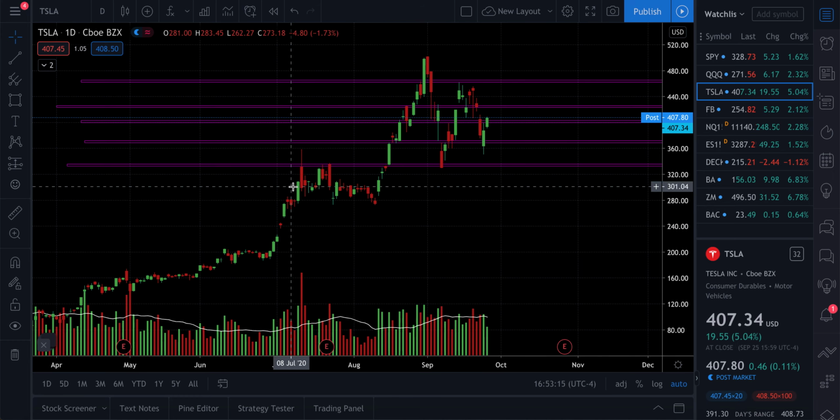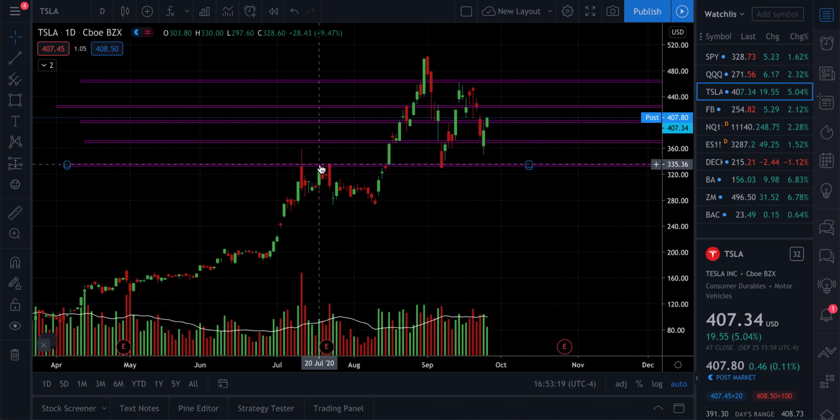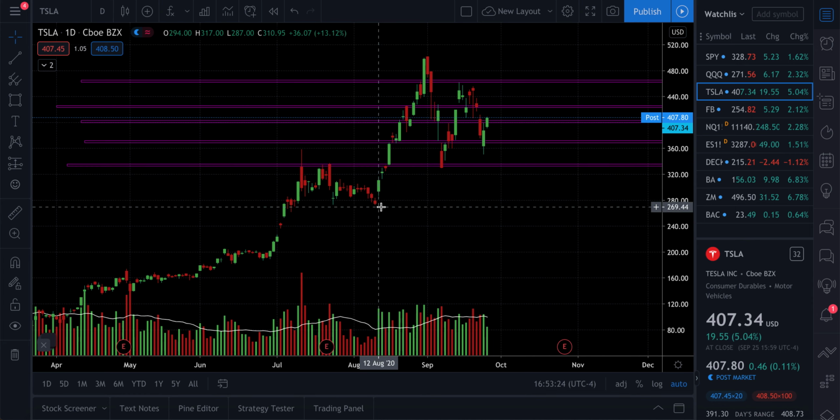But if you look at that, this is a key area, because it rejected right here, it rejected again, it rejected again, it rejected 4 or 5 times. So this is the key area.